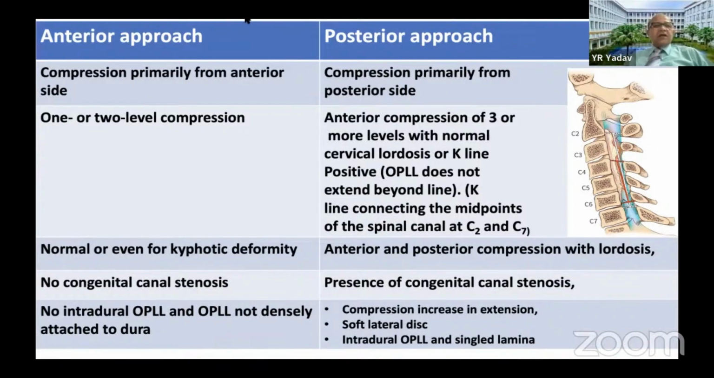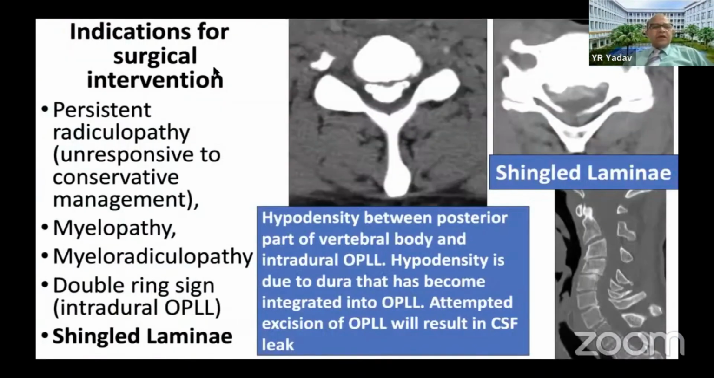So the indications of posterior approach are, or for surgery for that matter, when there is a persistent radiculopathy, which is unresponsive to the conservative treatment, that is, you tried all methods of medicines and other therapy. And if there is a myelopathy, then obviously it is an absolute indication for surgery.